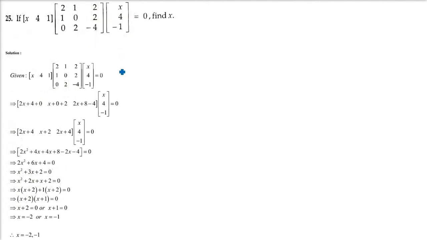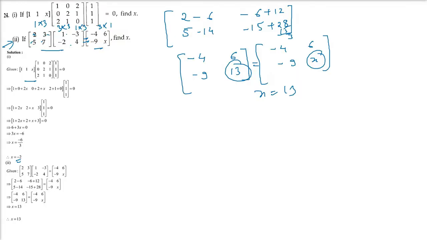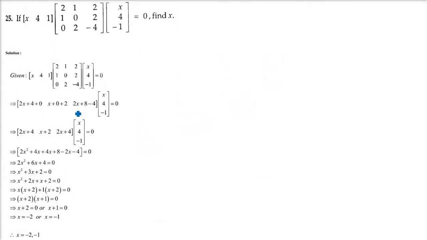So as I said, we have questions like this, and we just saw the 24th question first part. And as I said, we'll do this question because this is a quadratic equation. This is just a linear equation we got. But in this 25th, we will get a quadratic equation. Okay, let us do it.